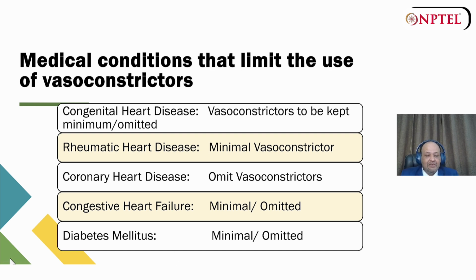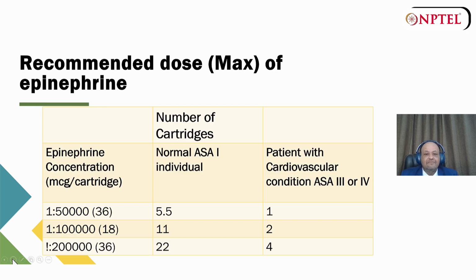The recommended maximum dose of epinephrine in a normal ASA 1 patient. Now ASA 1 means American Society of Anesthesiologists, who have graded the patients from 1 through 5. So ASA 1 is a normal healthy individual. If you are using a 1:50,000 concentration, it becomes 5.5 cartridges. 1:100,000 would become 11, and 1:200,000 would become 22 cartridges.